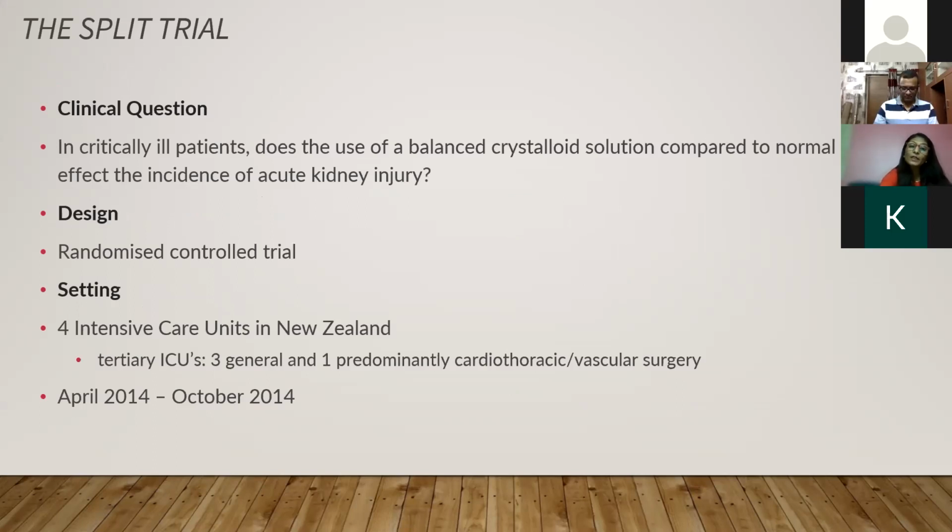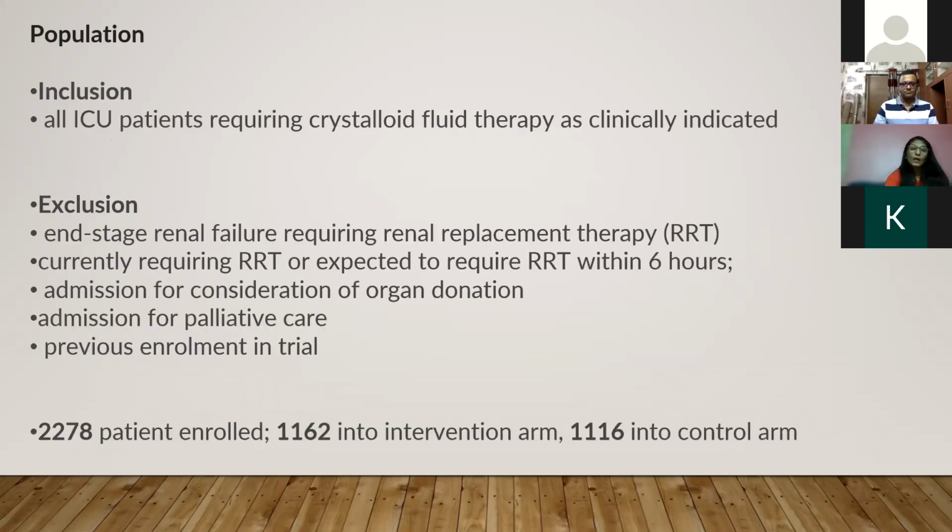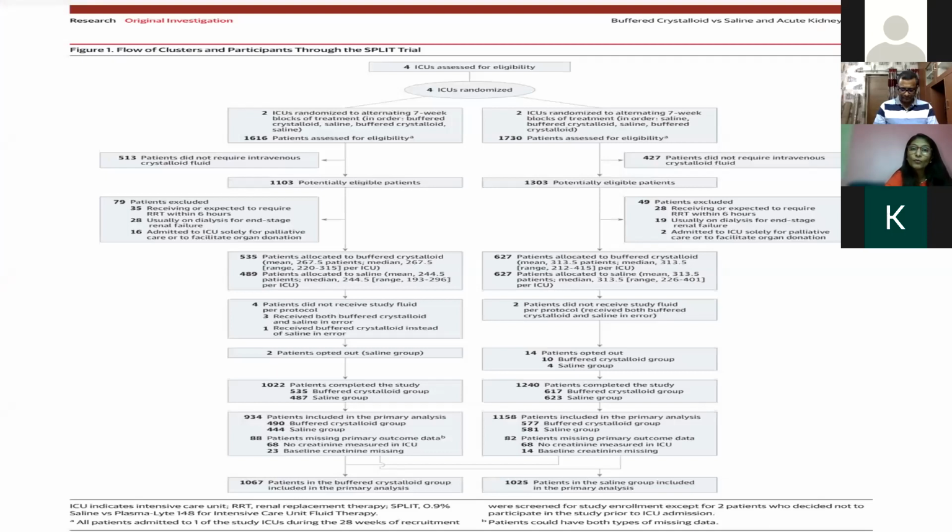It was a randomized controlled trial done in 4 ICUs of New Zealand, of which 3 were medical and 1 was a surgical ICU. All ICU patients were included in the study. Few, with end-stage renal disease, palliative care, or organ donation, etc., were removed from the study. In the end, 2,278 patients were randomized, 1,162 for the intervention arm and 1,116 for the normal saline arm.